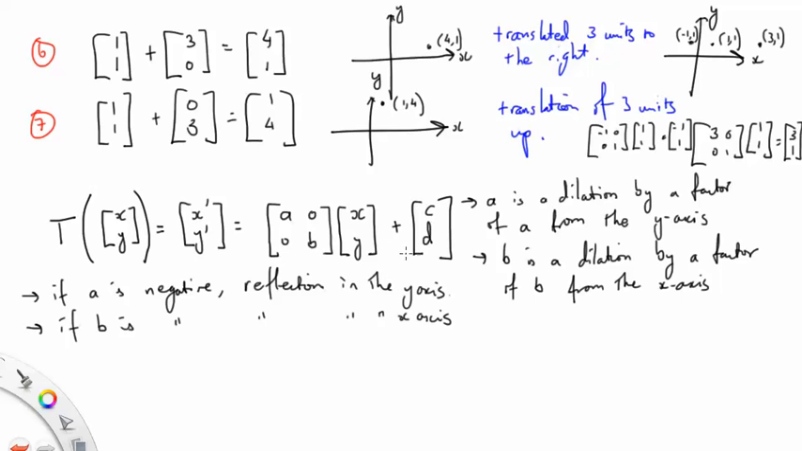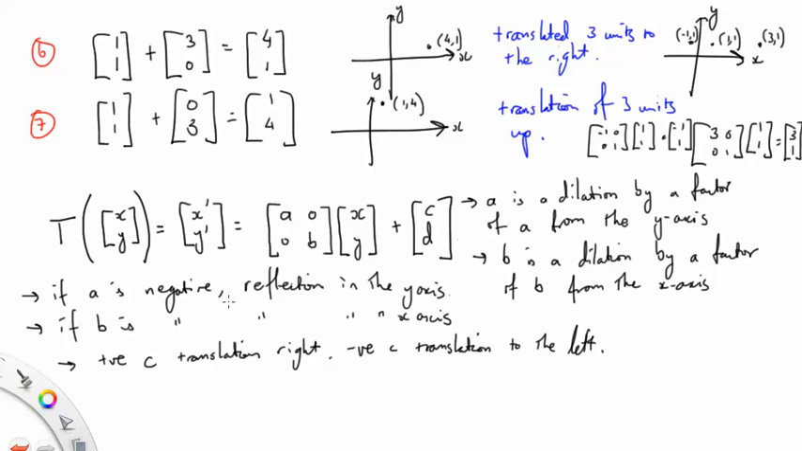Alright, well, what about these? I forgot what C does. I know it's a translation, but I'm not sure what it does. Let's look back up here. We're adding 3, 0, and we've translated 3 units right. Okay, so C is a translation of 3 units to the right, or C units to the right. So if it's a positive C, it's a translation to the right. Negative C is a translation to the left.